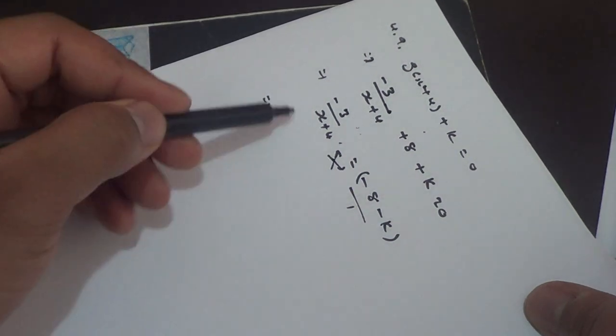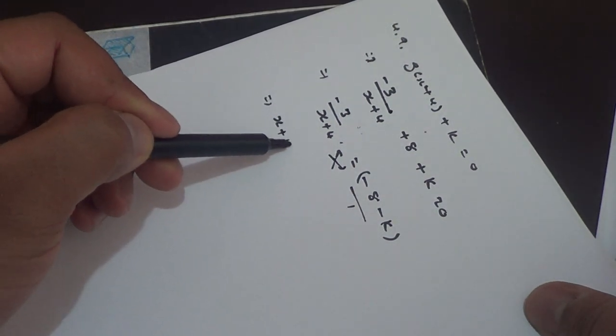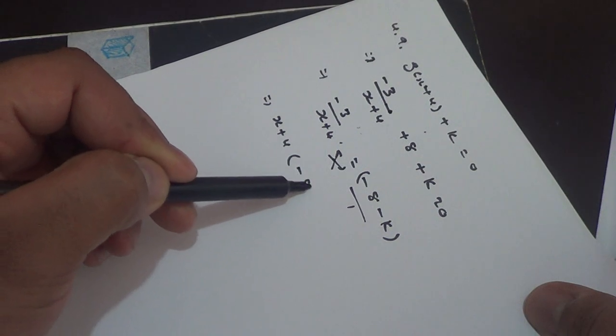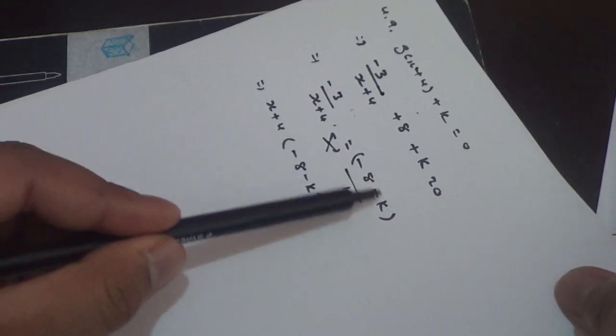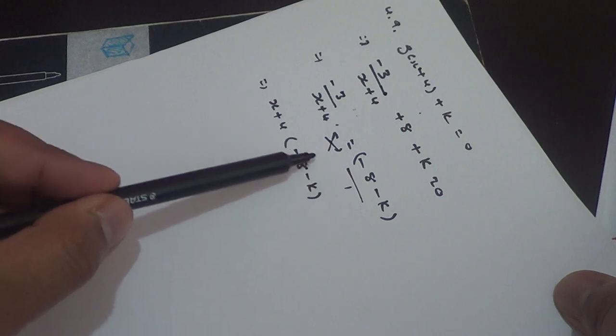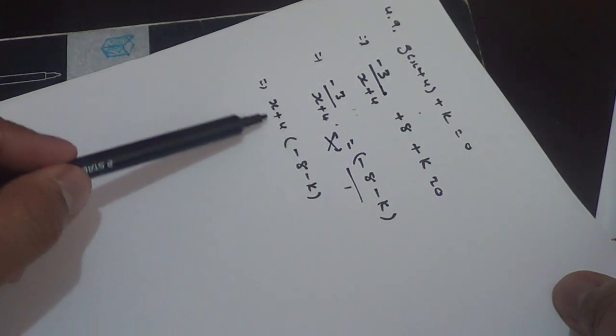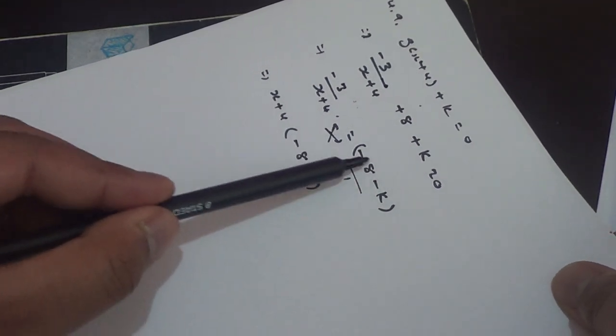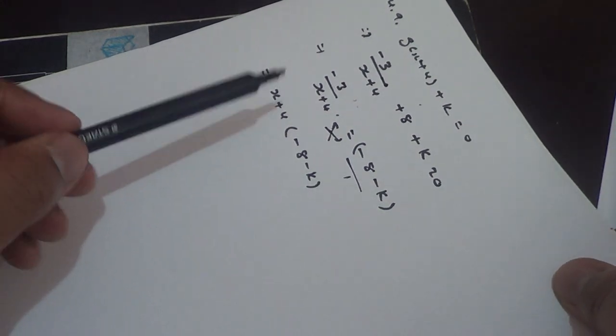Then this implies I'm just going to rearrange. I'm going to have x plus 4 into minus 8 minus k. Now remember, if we consider this as a unit, just forget it is separate, otherwise you're going to run into problems. So if we consider this as a unit, don't break it as yet.